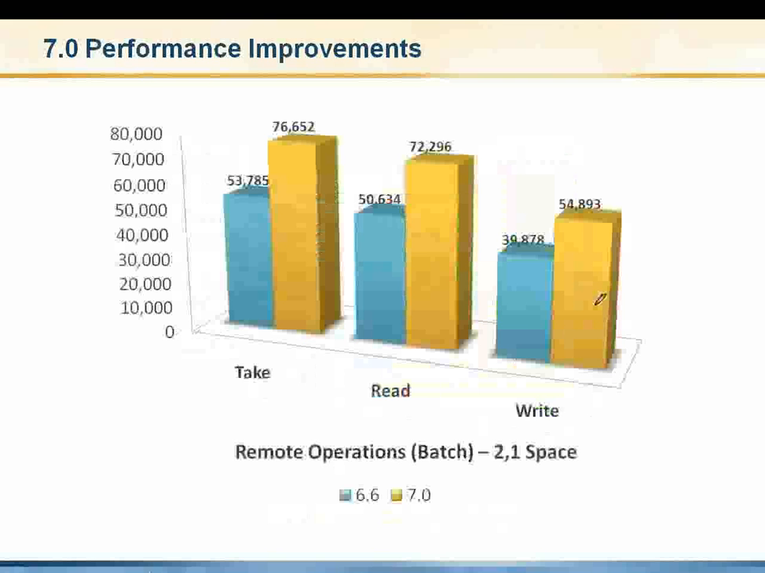The last performance number I want to talk about is remote operations. So you can see here, I chose just a representative sample. Here we see the performance of remote batch operations, read, write, and take, and we can see that with every operation there is a 30% to 40% performance increase between 6.6 and 7.0.